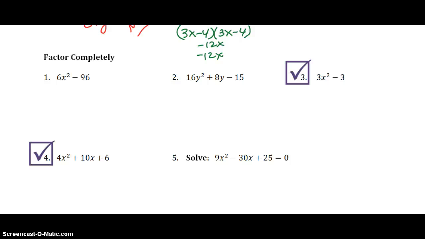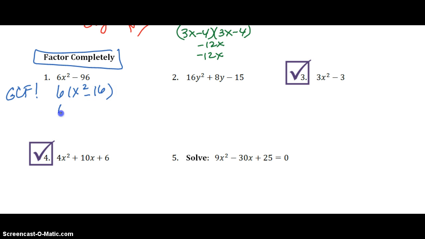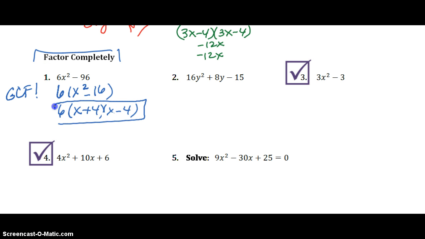Next, it does say factor completely. So we're no longer looking for is it a perfect square. It just is telling us to factor it. So I take out the greatest common factor, and the greatest common factor between 6 and 96 is 6, and that leaves me with x squared minus 16, which is a difference of squares. So that's x plus 4, x minus 4. And that's factored completely.